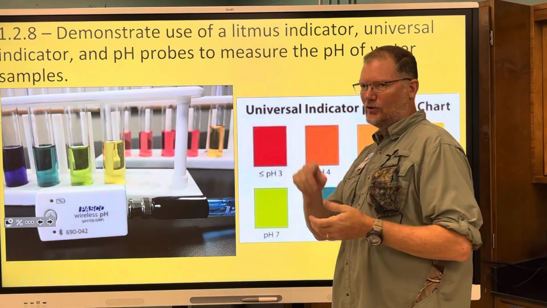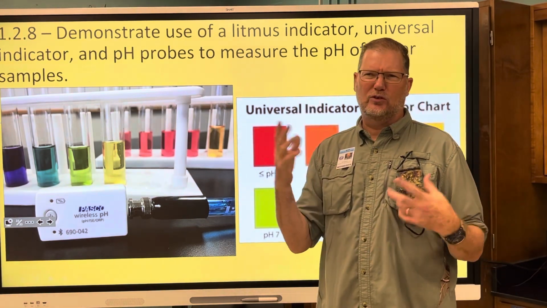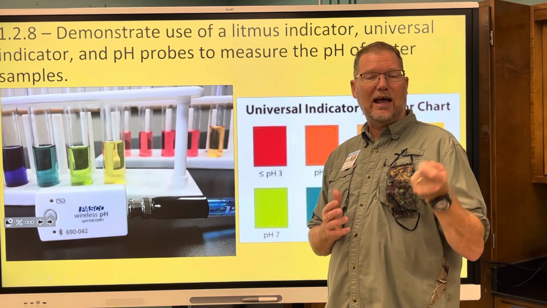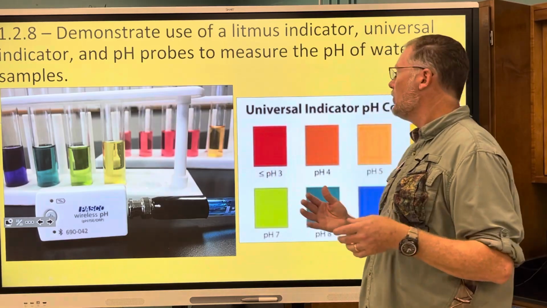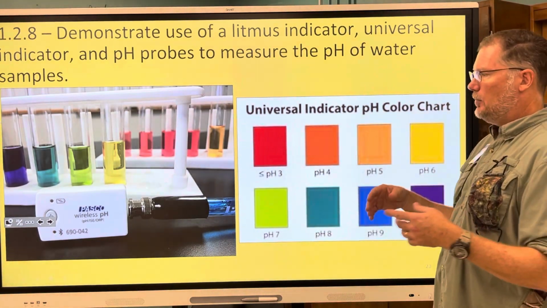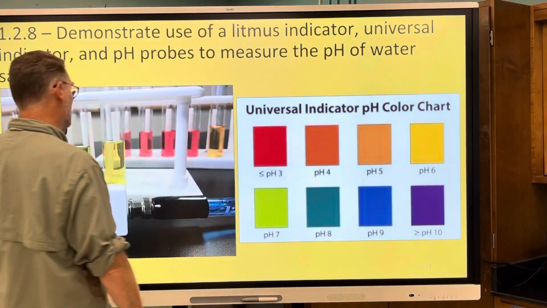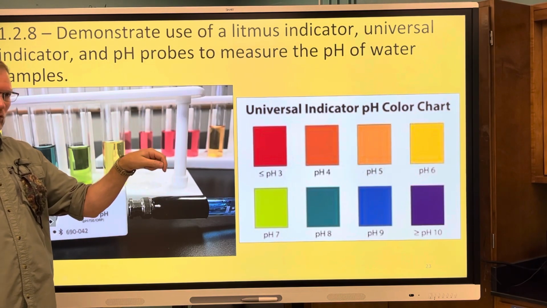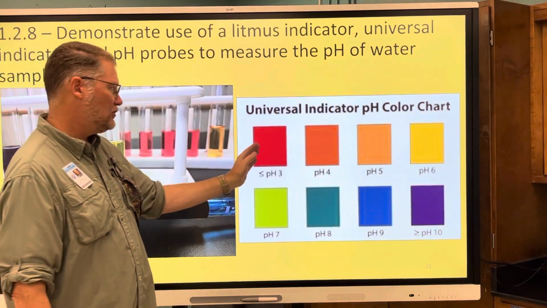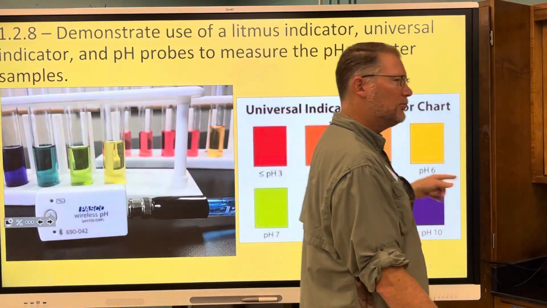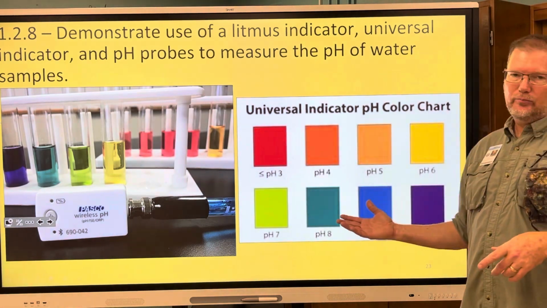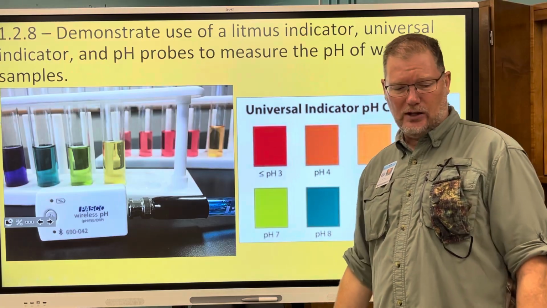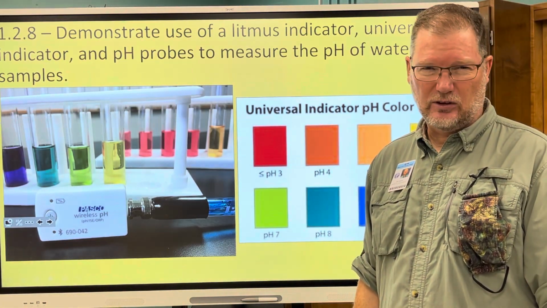Litmus indicators are just little strips of paper that you dip in. You may have used them before. They change color, and if it's red, it's an acid. If it's blue, it's a base. Simple. And then this is just a universal indicator chart. Depending upon what color your solution changes, when you use an indicator, it's just a couple of drops of a substance that you put into your solution, and if it changes color, you just use this chart, and whatever color it matches to, that is the pH. It's rather simple. I'm not even sure why it's in this. It's too simple.